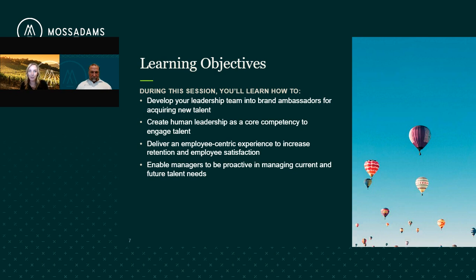We also have some learning objectives for you all. In today's session, you will learn how to develop your leaders into a brand ambassador. Brett's going to talk about this, especially acquiring new talent. This is something we all want and need in recruiting a new workforce. We also want to create human leadership as a core competency to engage talent. So really diving into what human leadership as a core competency means, and why it's valued in your organization. We're going to talk about delivering an employee-centric experience to increase retention and employee satisfaction. So really, what does that employee-centric experience look like? And how can you explore maybe adding that into your organization today? And what could that look like? We also want to enable managers to be productive in managing current and future talent needs. So we're going to explore all of that in today's conversations.